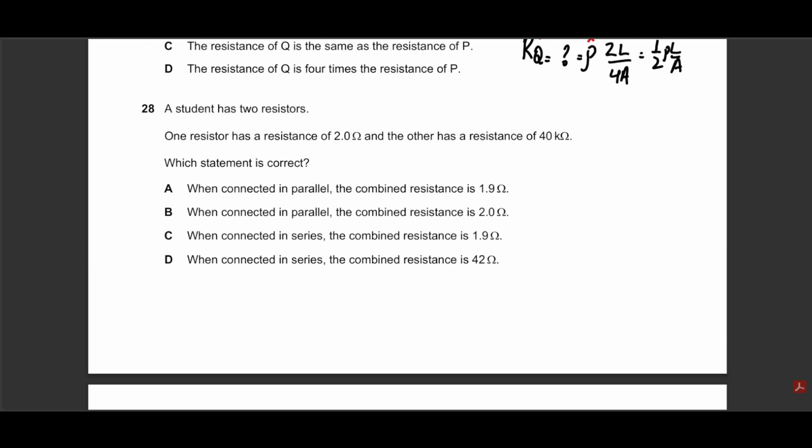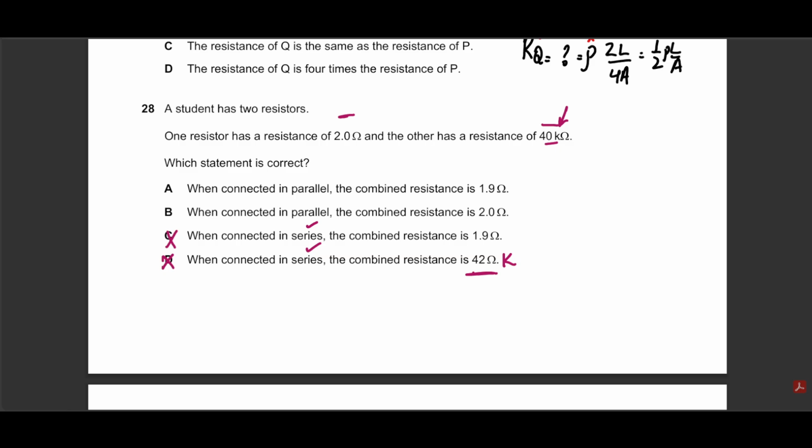Question number 28. He says a student has 2 resistors. Okay, fine. 2 ohms and then 40 kilo ohms. Now this is a tricky question, and they are connected in parallel. If you connect them in series, the resistance has to be at least greater than 40,000 ohms. He makes a mistake deliberately by not adding the kilo in this, just to test whether you have ignored the kilo in this question. And also, the combined resistance would be an addition, so it should be greater than 40,000. So C and D are not even possible, even by a margin or even by a misconception.